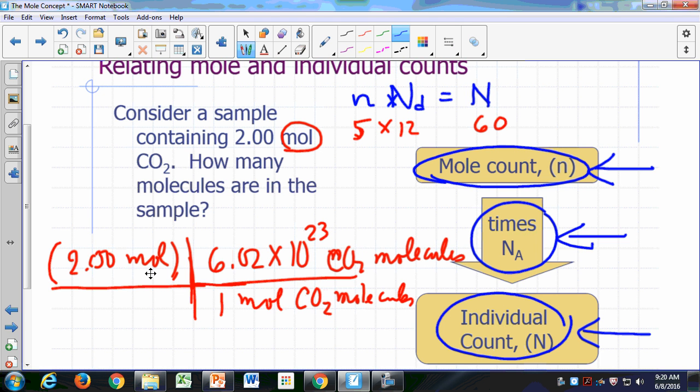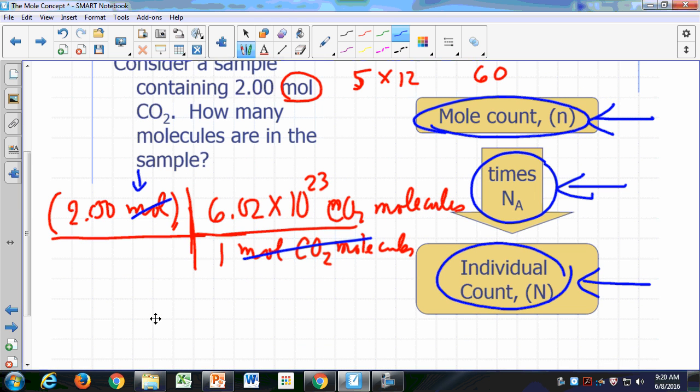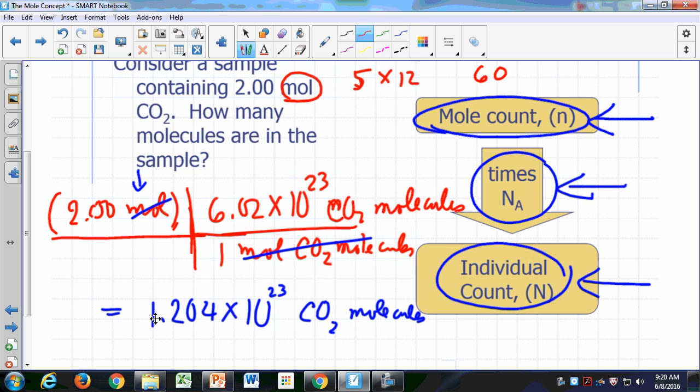So mole cancels out. This, of course, is moles of CO2 molecules, right? So you can shorten it. You can just say mole CO2 instead of moles of CO2 molecules. So 2 times 6 is about 12, right? 12.04. So this is 1.204 times 10 to the 23rd CO2 molecules. Okay, and it has 3 sig figs here, so I need to keep only 3 sig figs, so I drop that 4. It's 1.20 times 10 to the 23rd.